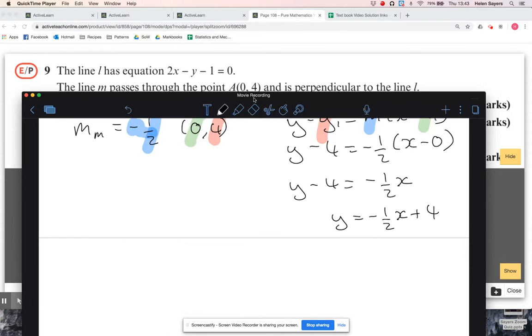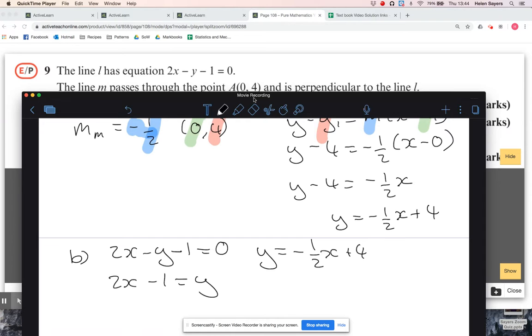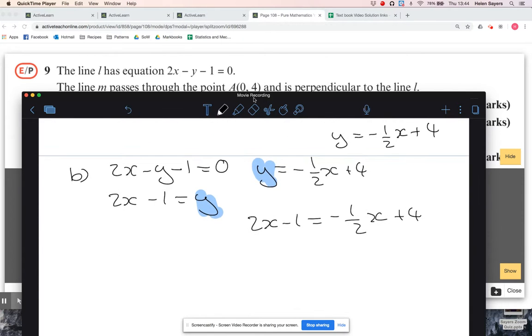Okay, so line L was 2x minus y minus 1 is 0. Assuming we've got part A correct, line M is minus 1/2 x plus 4. There are various ways you could do this. I would probably just make y the subject of each of them, and then put both those equations in x equal to each other. So 2x minus 1 equals minus 1/2 x plus 4. As I said, there's lots of variations on how you might tackle that.